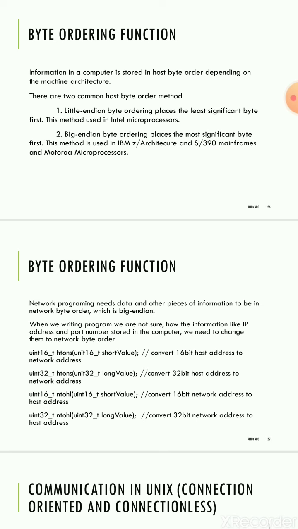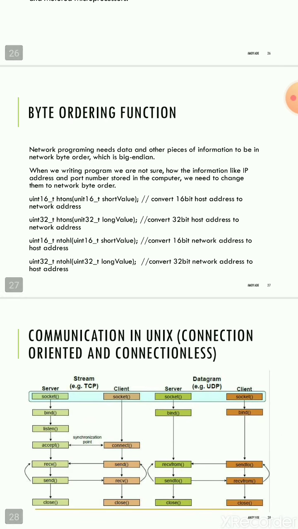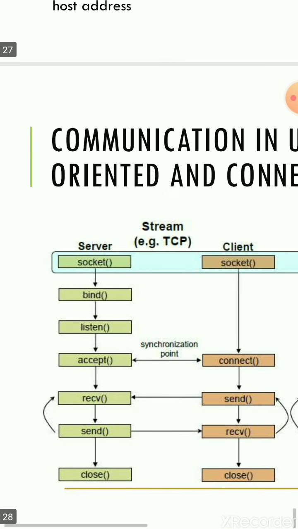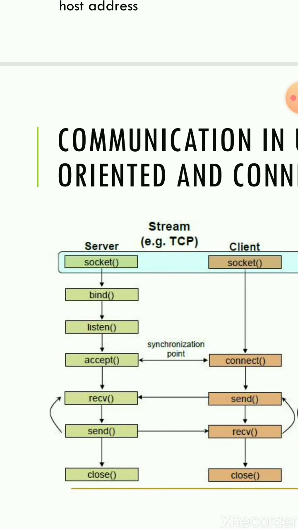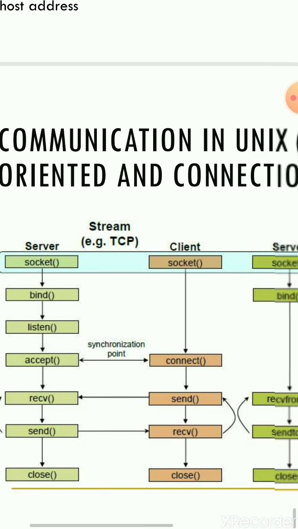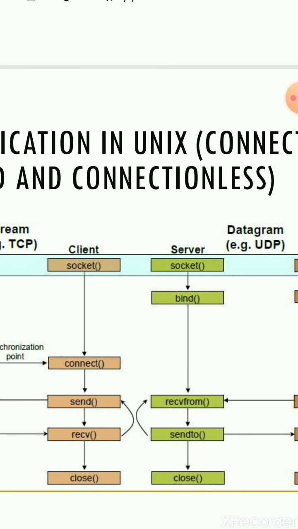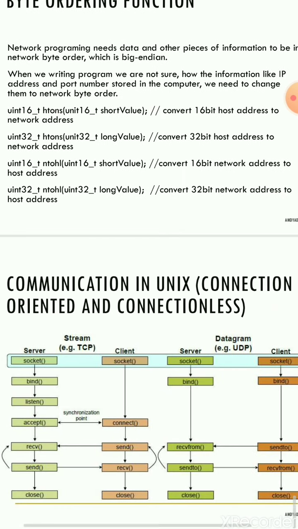These are the different functions which are used, plus two additional functions which are not in my presentation, which I told you: address conversion and memory management functions. Now the last topic, that is communication in Unix. It is connection oriented and connectionless. In this, I can say this is the half portion which is representing TCP, and this is the half portion which is representing UDP. These are the two formats which are used for the communication between client and server.